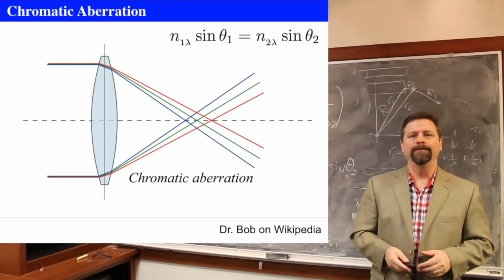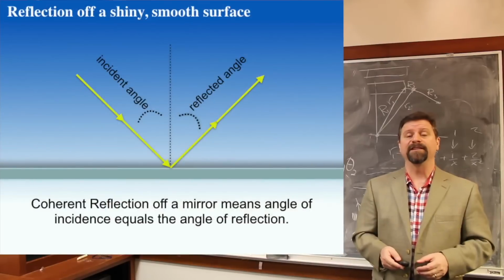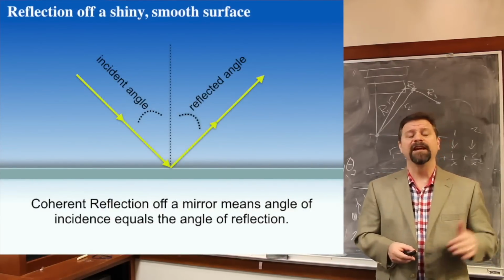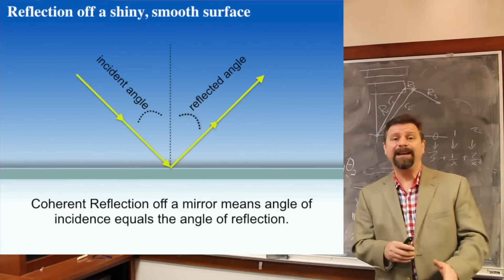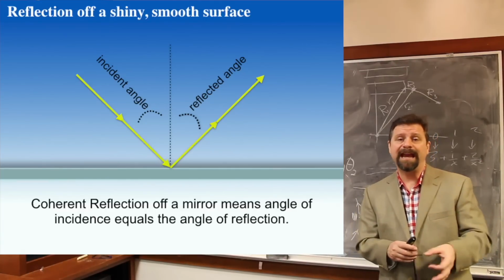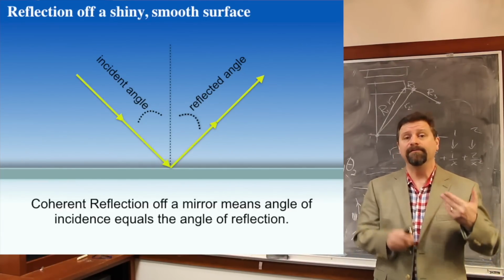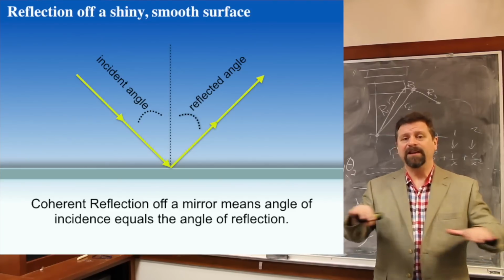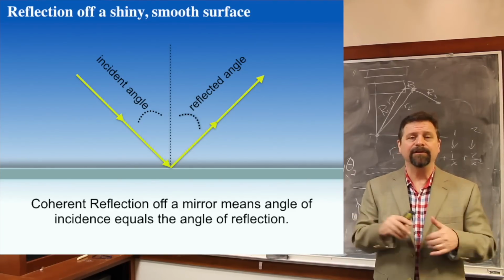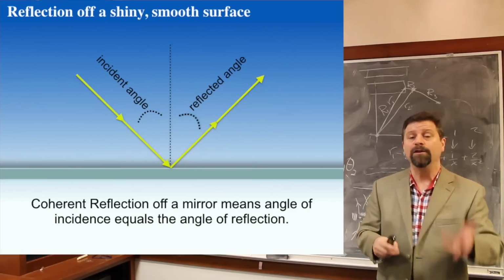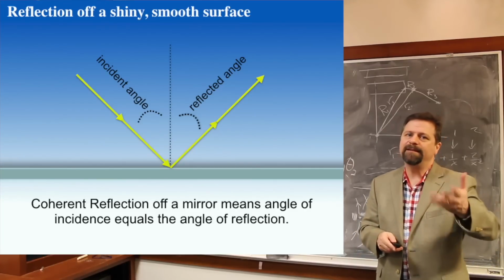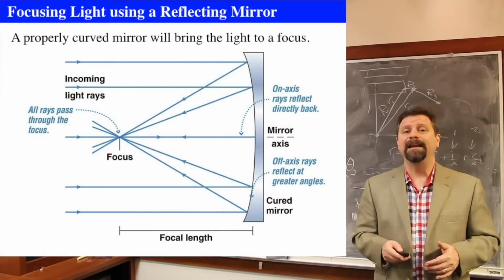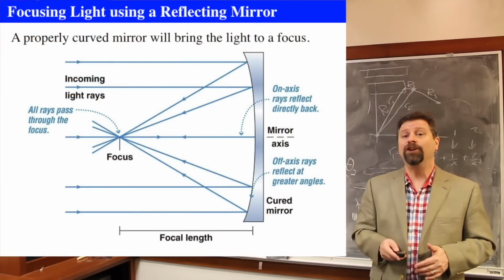So maybe what we'll do is we'll reflect something off of a surface. And that's another property of light, that it reflects off of a surface. If you have a shiny surface, the angle of incidence equals the angle of reflection. And we can use that to our advantage too, because initially we think of a flat shiny surface, and we see a coherent image. But if you make the shiny surface curved, then you can change where the light goes.